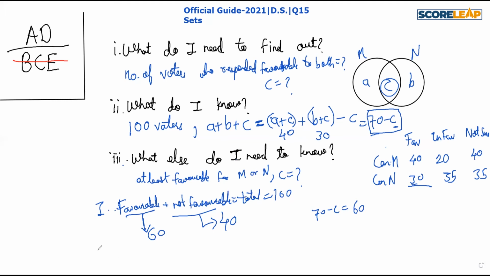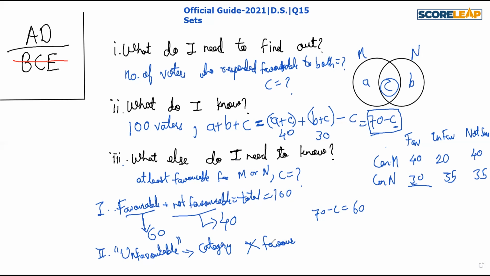Now let us jump to the second statement and check whether it is also sufficient or not. The second statement says the number of voters who responded unfavorable for both candidates was 10. So this statement gives us data about unfavorable. It has nothing to do with the favorable category. This is data about the unfavorable category only, and they have not specified that a single voter can only give favorable to one of them or unfavorable to one of them. That is not specified in the data. That's why this only deals with the unfavorable category and not with the favorable category.